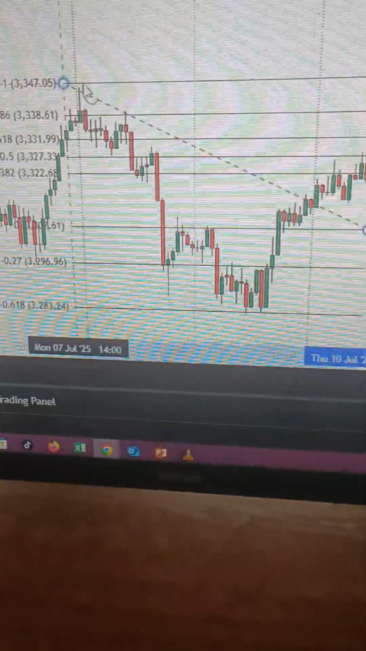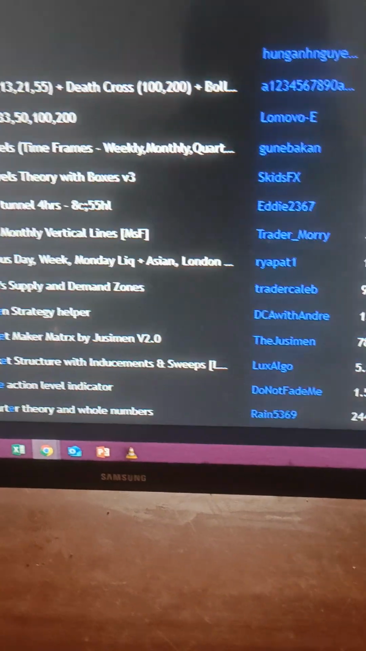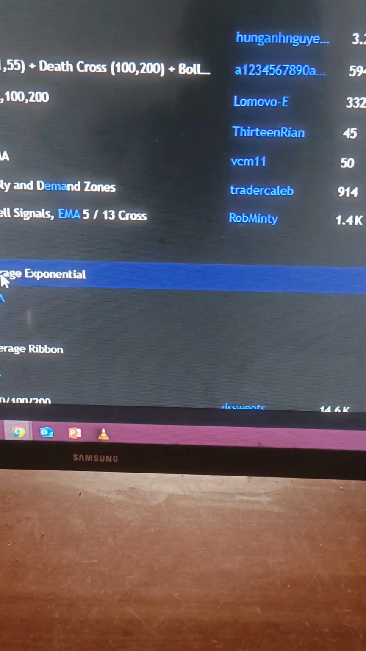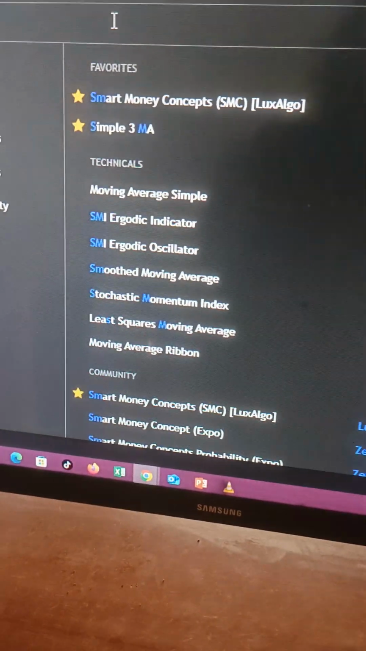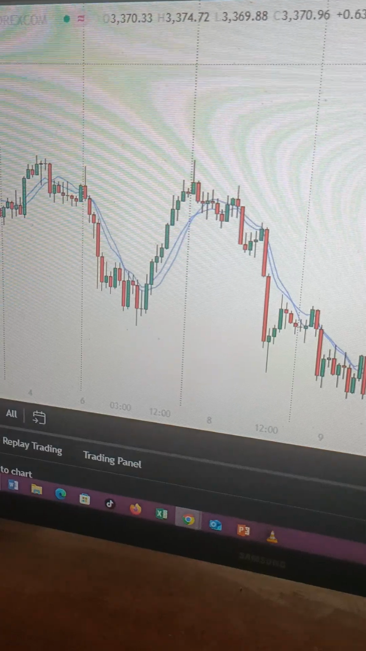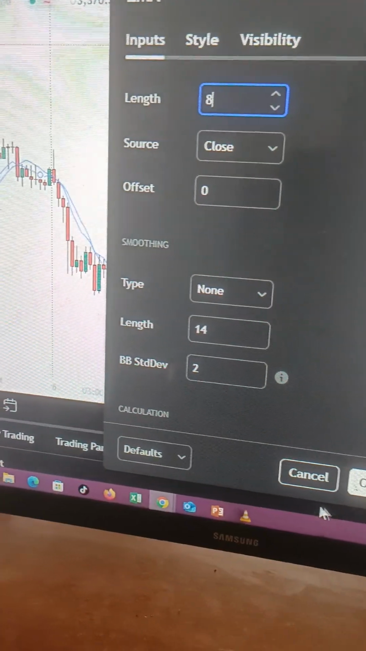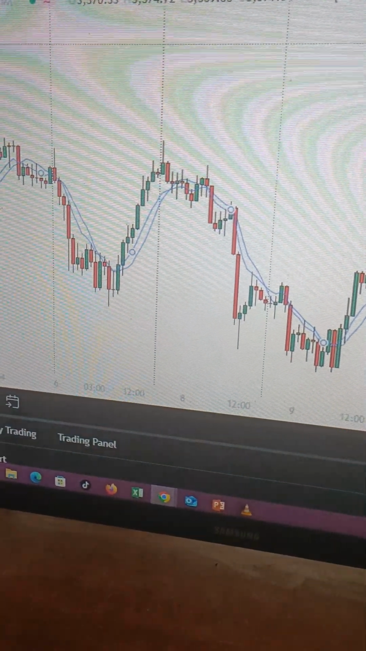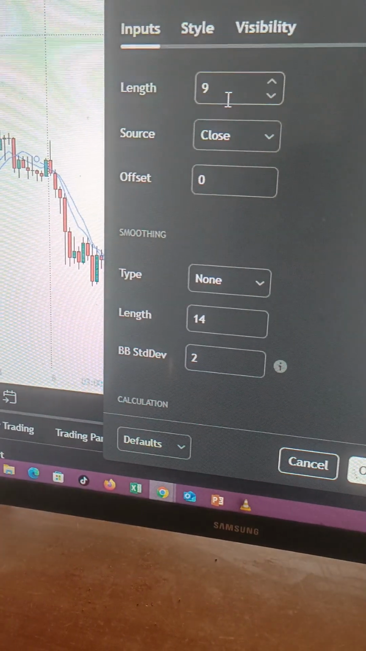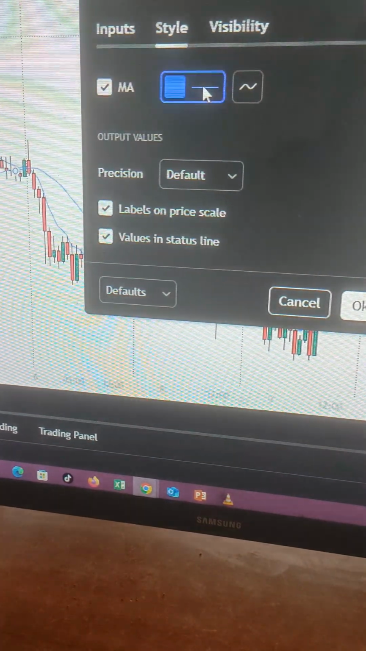So the next thing we are going to look at is an EMA, moving average, and an SMA. Until there we are okay. For the EMA, we are going to set it at 8. For the SMA, we are going to set it at 21, and we are going to change the color of the SMA to red.